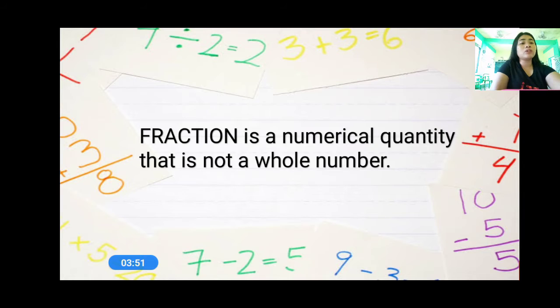So I want you to know that fraction is a numerical quantity that is not a whole number. So what is a fraction? A numerical quantity that is not a whole number. So what is a numerical quantity that is not a whole number? It is the fraction. Do you understand? Okay, so today we are going to talk about the types of fraction. We have 3 types: the proper fraction, the improper fraction, and the mixed number.